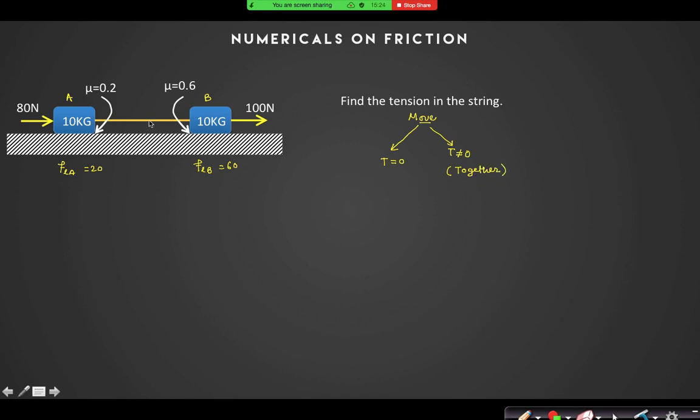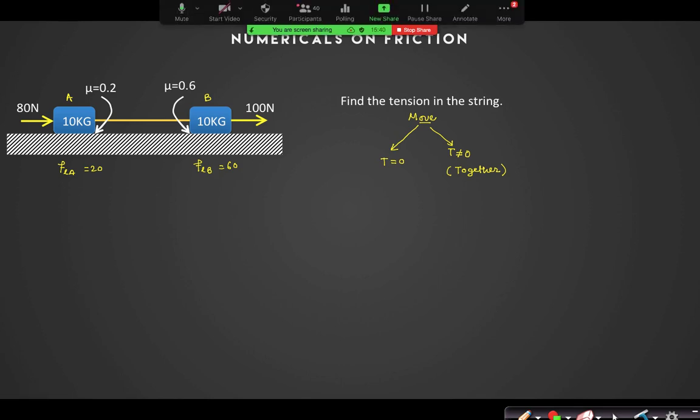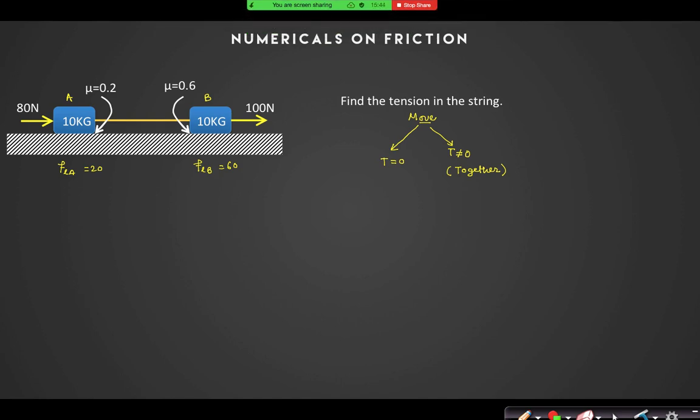If tension is not equal to 0, that means the string is taut in between them, and when the string is taut in between them, then they will move together. But what should we check for the first situation? The tension will always start from 0. So we first check whether the tension equal to 0 case is possible or not. If something is possible at tension equal to 0, will tension rise above that? Definitely not, right? So that is why I have to first check.